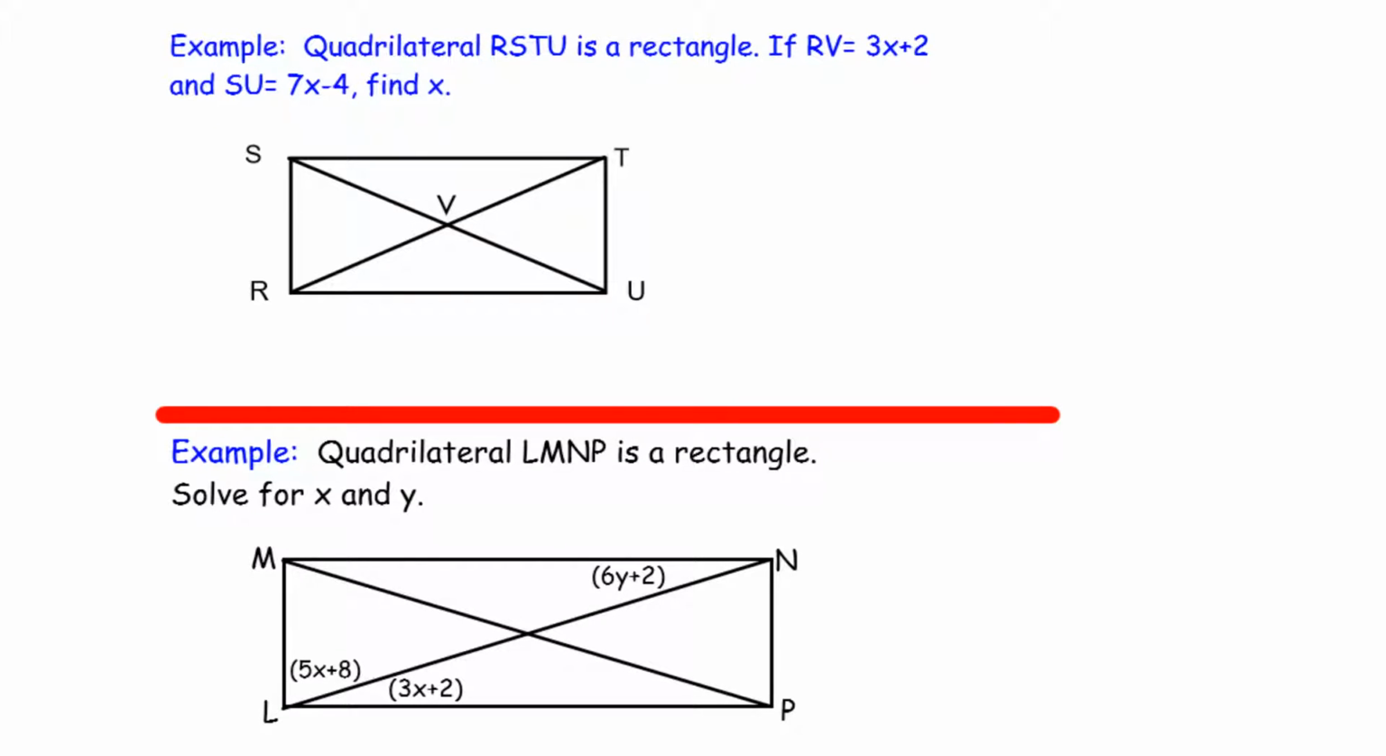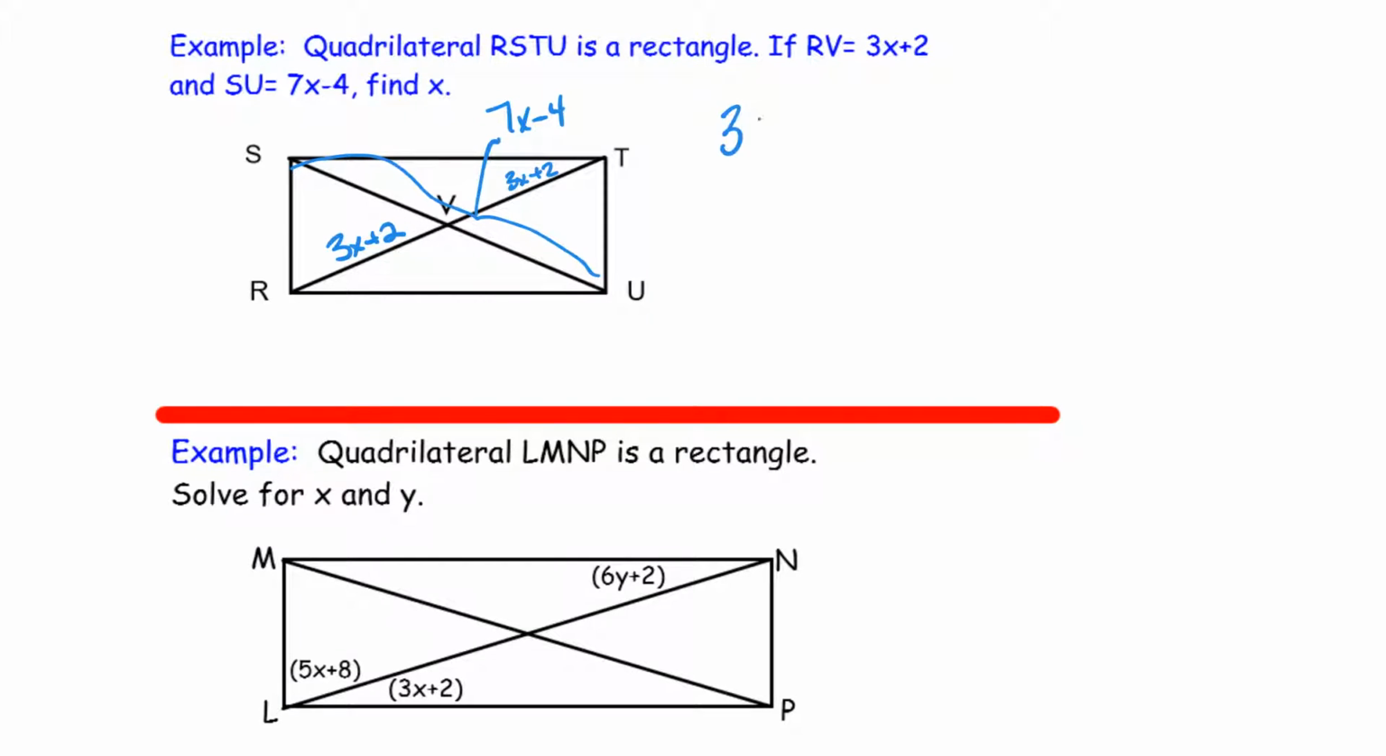All right, so let's take a look at the top one. It says quadrilateral RSTU is a rectangle. We know RV is 3x plus 2, and SU, so this whole piece here, is 7x minus 4. All right, so we learned earlier that the diagonals have to be congruent. And we also know they bisect each other. So if RV is 3x plus 2, VT is also 3x plus 2.